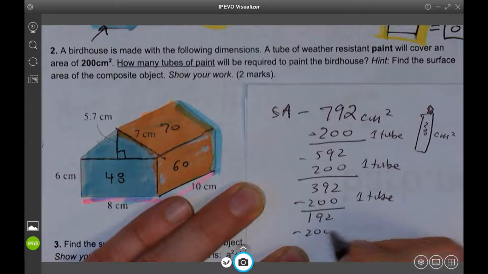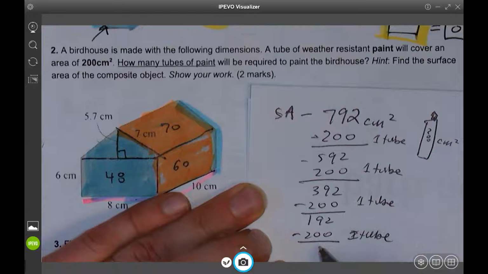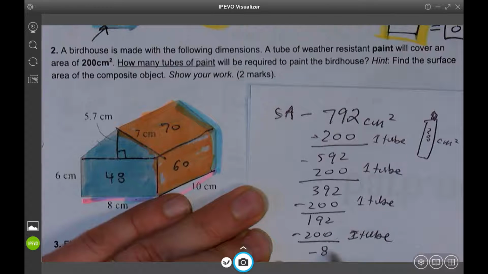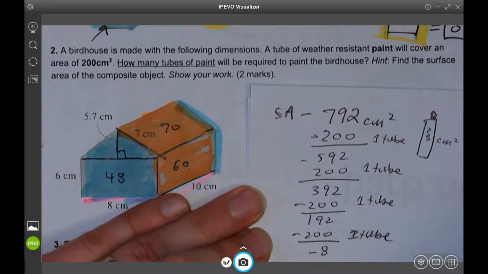And one more tube. And I'm going to be left with some extra, right? Or no, I'm going to be in the hole. So I've covered everything. This is going to be -8. So I had the perfect amount. 1, 2, 3, 4. I used 4 tubes. Okay. Now, what if the answer is less than that?